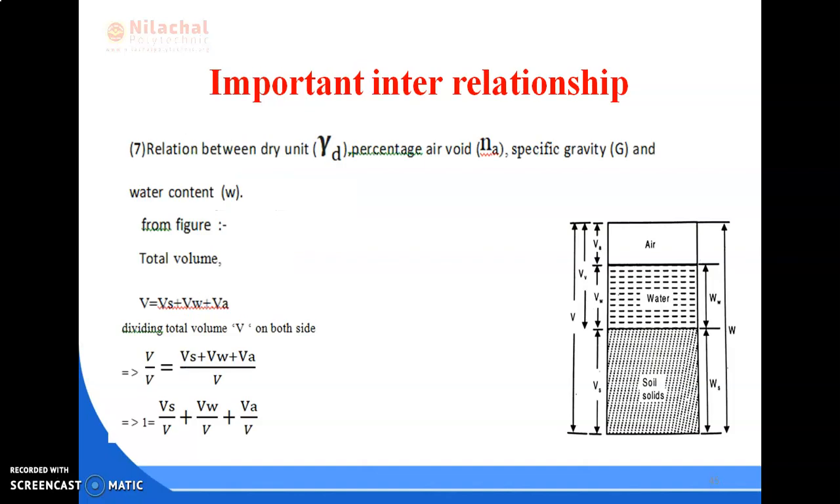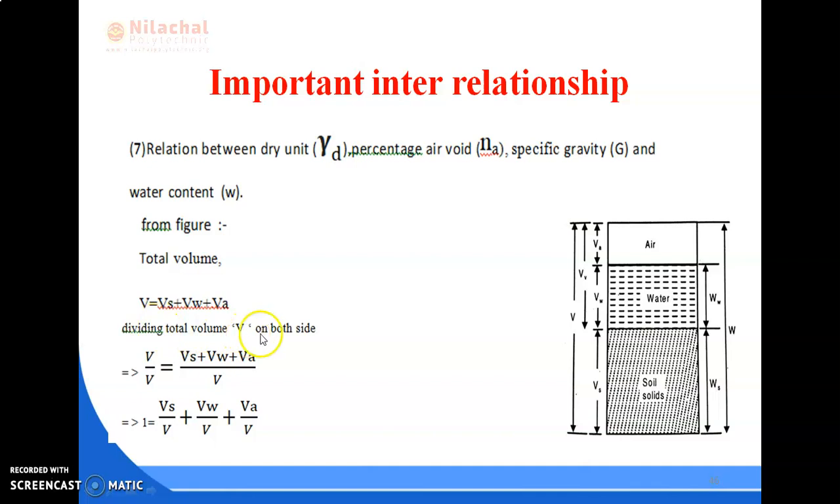Next, the relation between dry unit weight gamma d, percentage air voids na, specific gravity G and water content w. So we have to find out the relationship between gamma d, na, G and w. This is the three-phase diagram showing all the volumes and weights of the given soil: solid, water and air. From the three-phase diagram, total volume V equals Vs plus Vw plus Va.